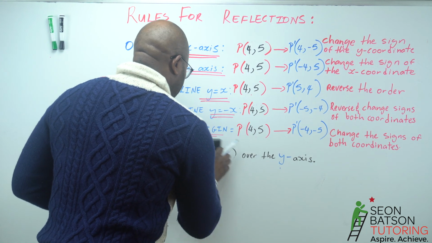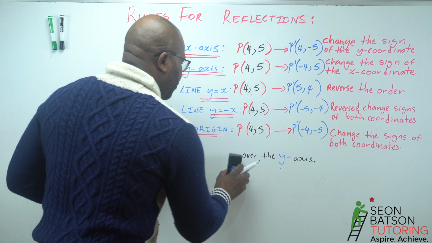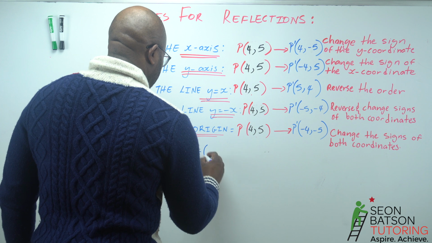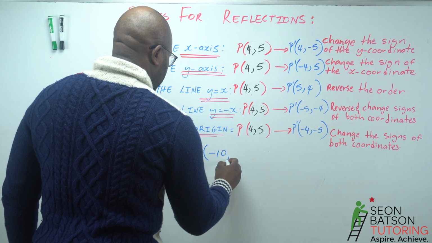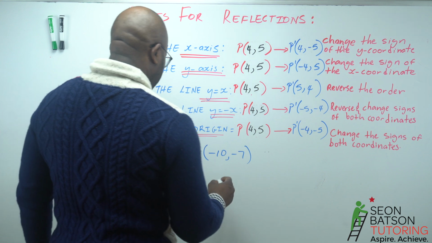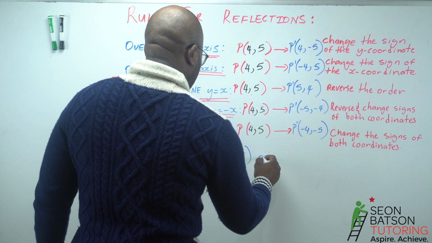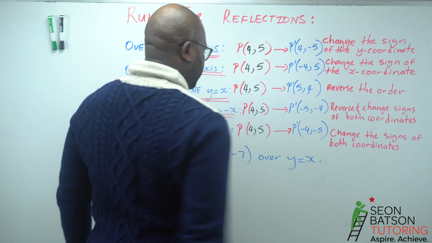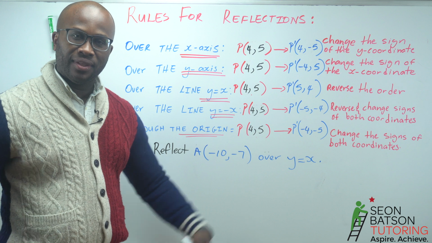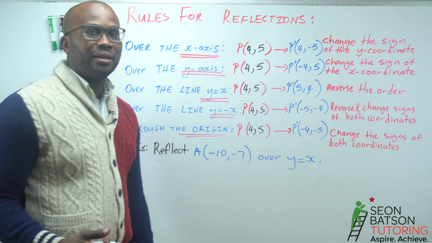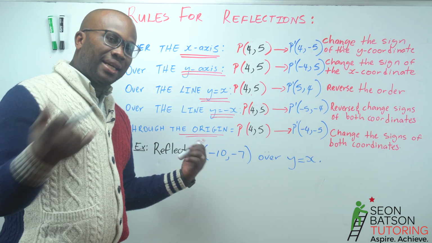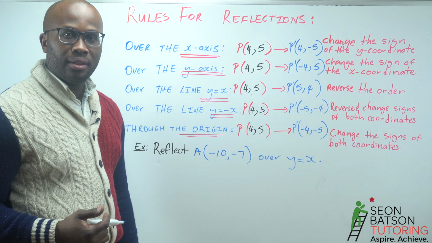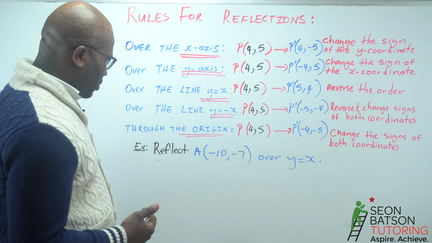Let's see. I'm gonna let you guys try one for me here. Let's reflect the point. Let's call it A. Let's do negative 10, negative 7. Let's reflect it over the line y equals x. Pause the video, give it a try, then come back and see if we get the same answer. Okay. What did you guys get? Let's see if we will get the same answer.